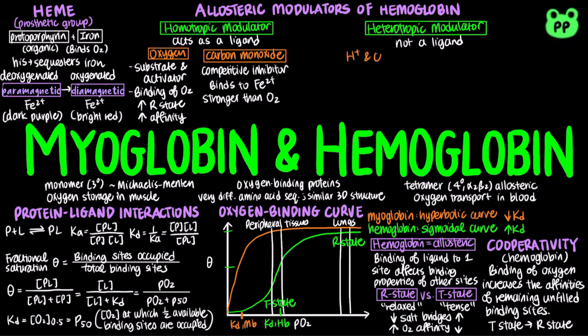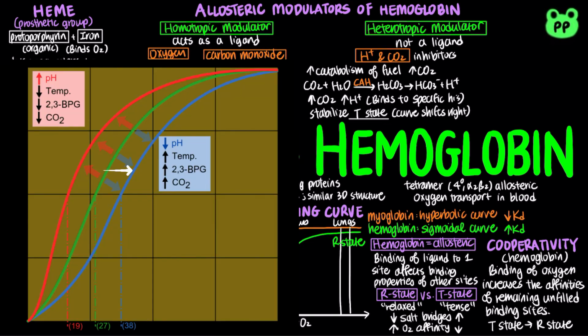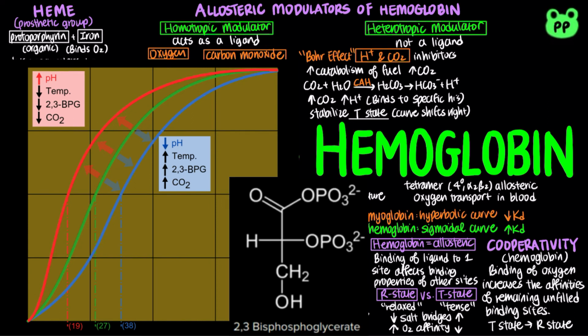Both proton and carbon dioxide act as heterotropic inhibitors of hemoglobin that stabilize the low affinity T state. Carbon dioxide is produced by catabolism of organic fuels in mitochondria. It is hydrated by carbonic anhydrase, abbreviated as CAH, to form carbonic acid, which spontaneously dissociates into proton and bicarbonate. Protons bind to a specific histidine residue of hemoglobin, stabilizing the low-affinity T state, shifting the binding curve to the right. This phenomenon is known as the Bohr effect, which helps hemoglobin release even more oxygen to peripheral tissues when metabolic activities increase carbon dioxide concentration.